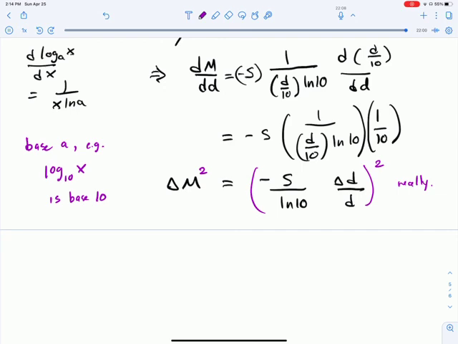Okay, so that's a tutorial on error propagation. I hope that helps.